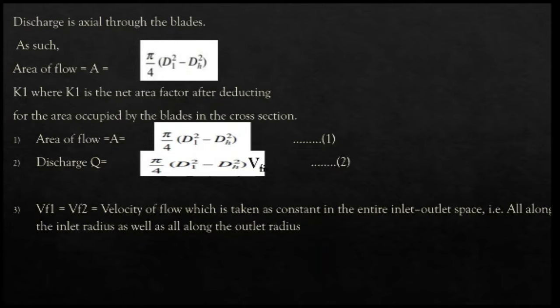The discharge is axial to the plates because it is an axial flow turbine. As such, the area of flow is this, and K is the net area factor after deducting the area occupied by the blades in the cross section. So A is this, and the discharge is this, which is A multiplied by Vf. Vf is the velocity of flow, which is constant across the inlet and outlet.